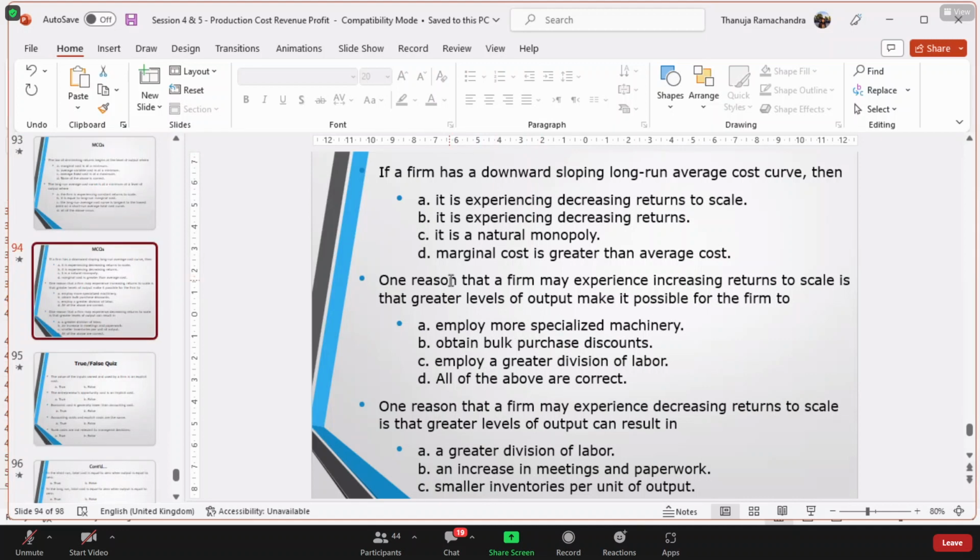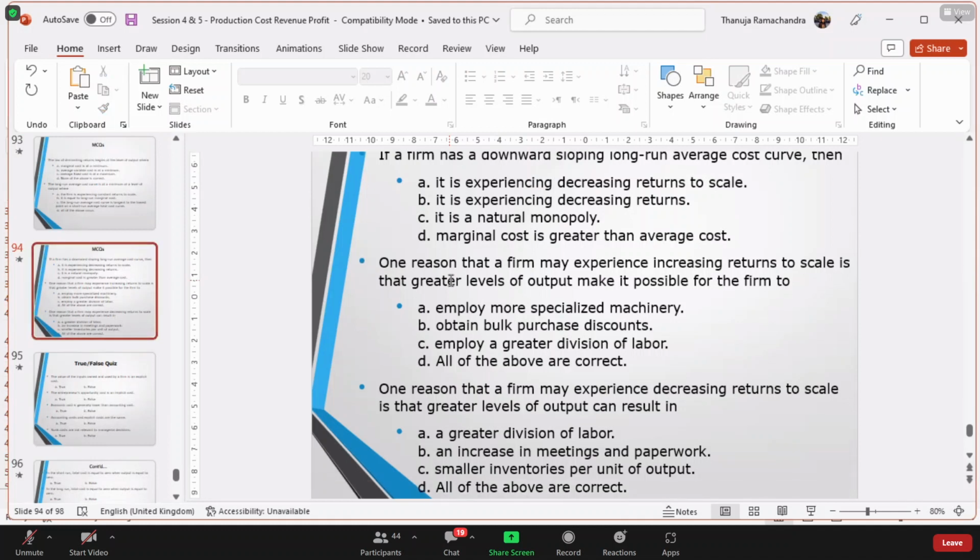One reason that a firm may experience increasing returns to scale is that greater levels of output make it possible for a firm to, right, what are the reasons the companies are experiencing increasing returns to scale that we discussed yesterday? D, all of the above are correct.